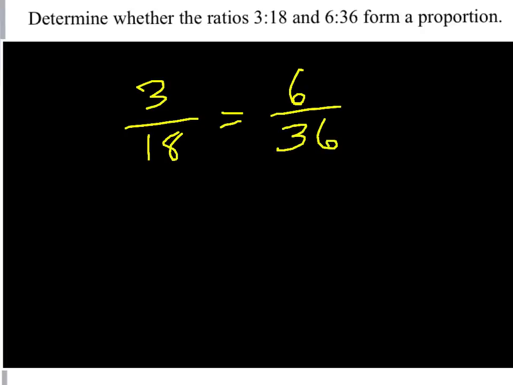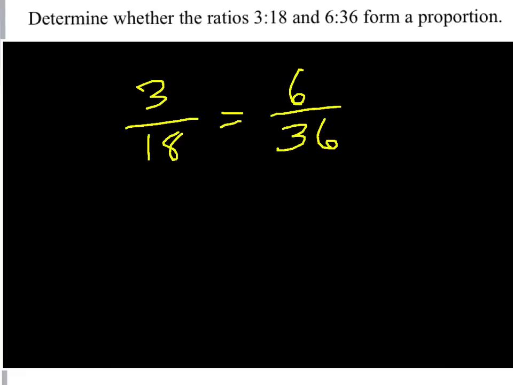So let's take a look at this example. Determine whether the ratios 3/18, 3 to 18, and 6 to 36 form a proportion. Now I could automatically just cross multiply, but I'm looking at these two fractions and I'm thinking I could probably reduce these. And reducing a fraction, although it might be one more step, it's going to make my life a little bit easier.